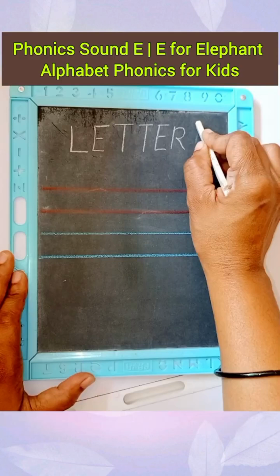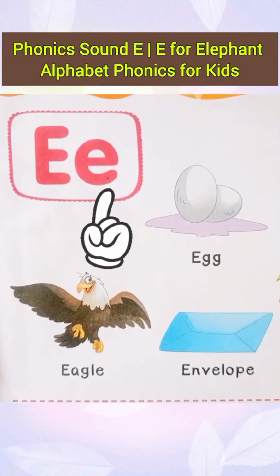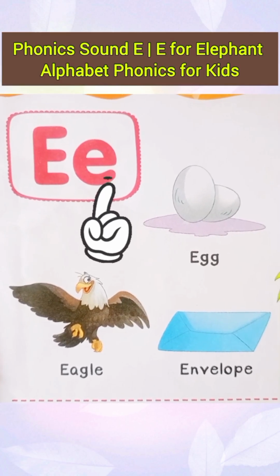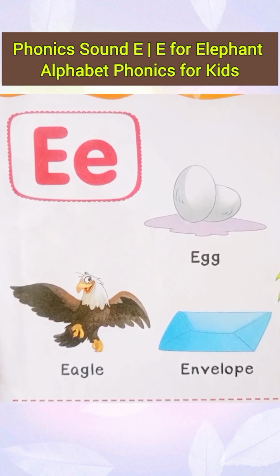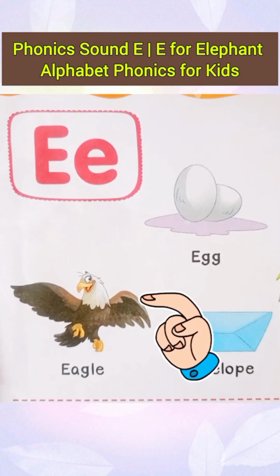Phonic sound of letter E. The phonic sound of letter E is A. A. The sound of E is A. E says A egg. E says A envelope. E says A eagle. So very good.